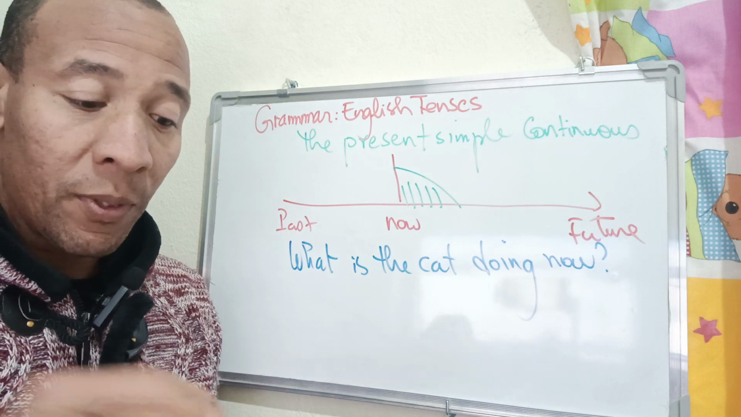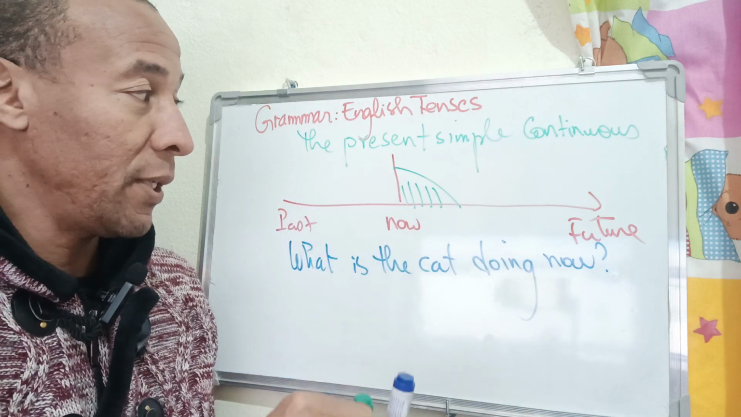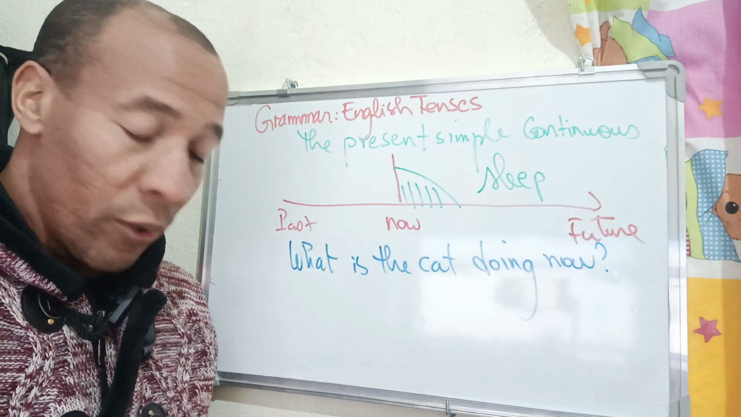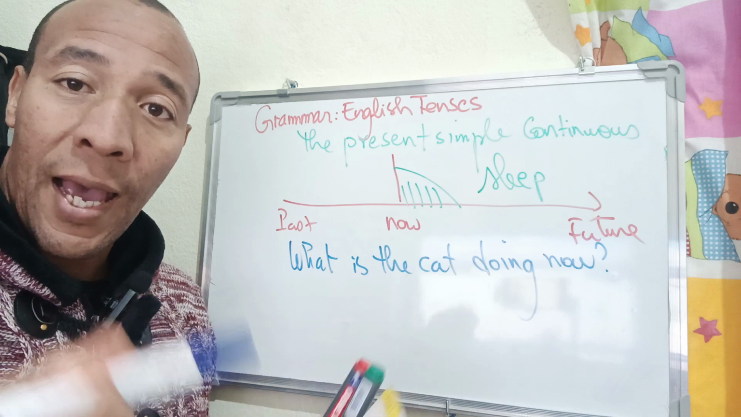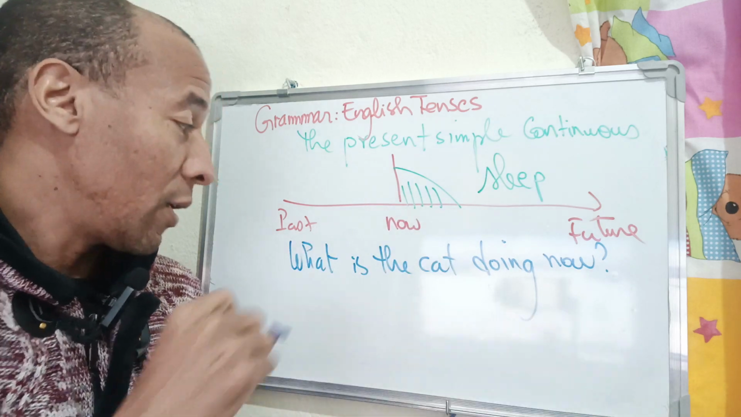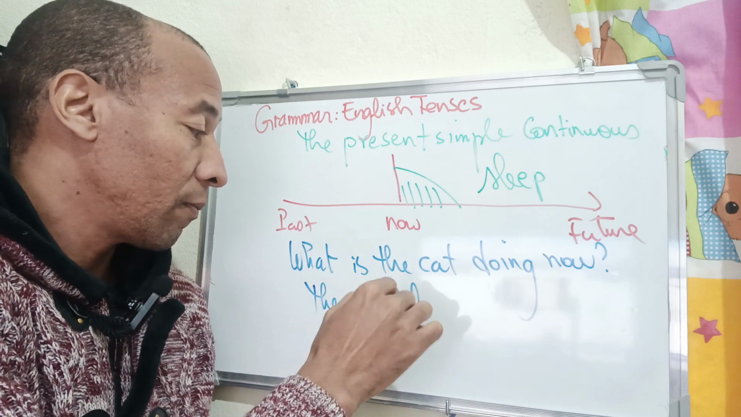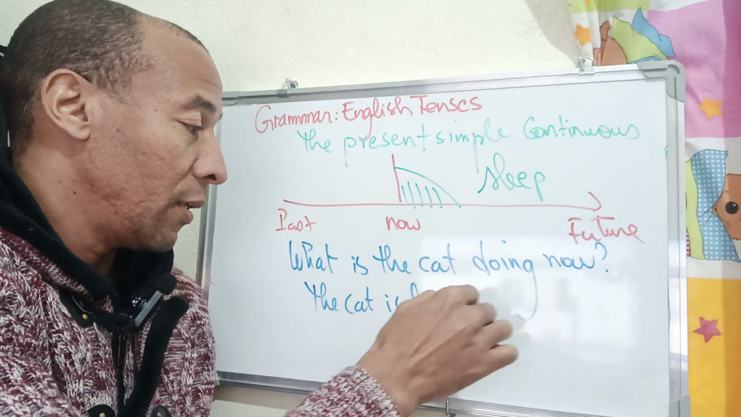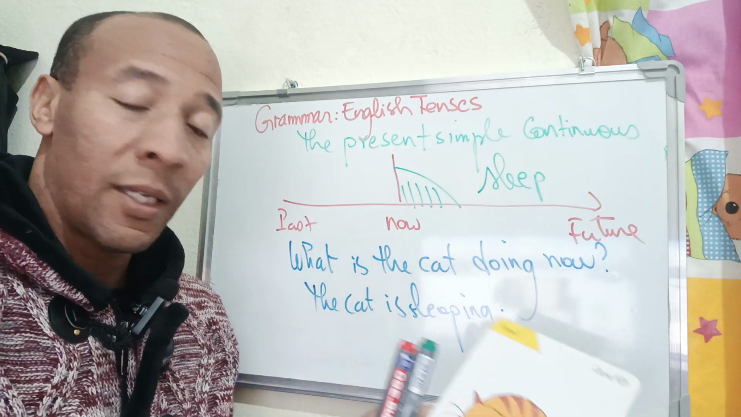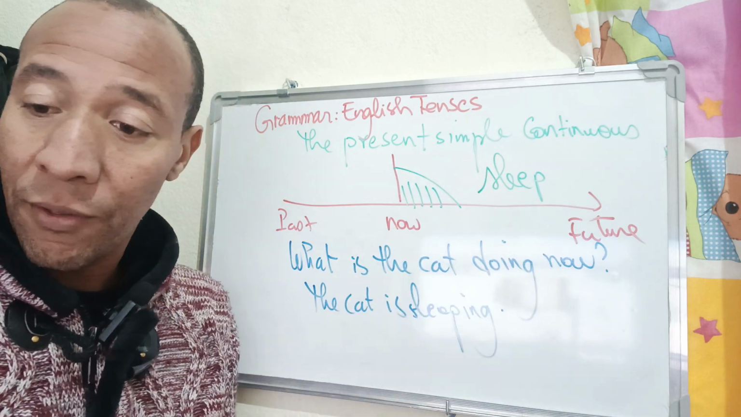We have the verb. So what is the action? Of course, the verb is sleep. So we're going to say the cat is sleeping now. What is the cat doing? The cat is sleeping. That's good. Let's see another example.